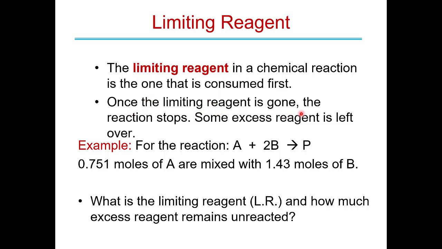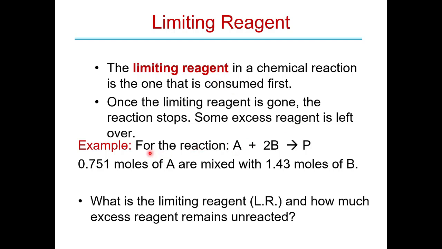So once the limiting reagent is gone, right, we've run out of something that the reaction needs, and so the reaction stops. And that means we're going to have some excess reagent, and there may be more than one of them, so there may be several excess reagents that will be left over. So there's only ever one limiting reagent, everything else would be excess reagents.